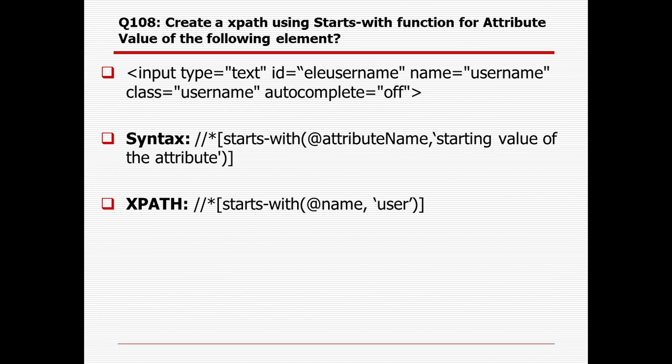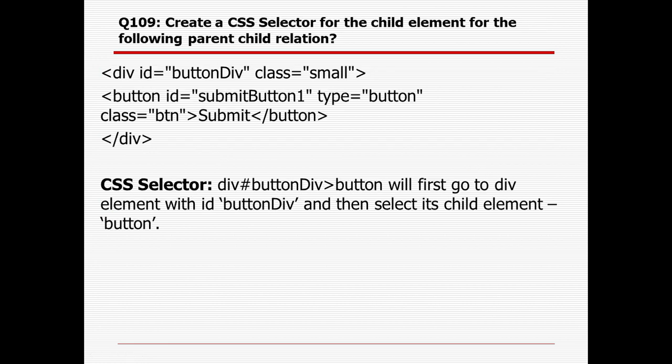Whenever we know that the starting part is a fixed component and the remaining part is volatile, we go for starts-with. The syntax is double slash star or input tag name, then starts-with and the attribute name and the starting value of the attribute, whichever is the fixed component. So double slash, starts-with, here name. You can see I'm giving the starting part only. No need to give the remaining last part or middle part. Whenever you are using starts-with, you need to give the starting part. That's how you can create the XPath.